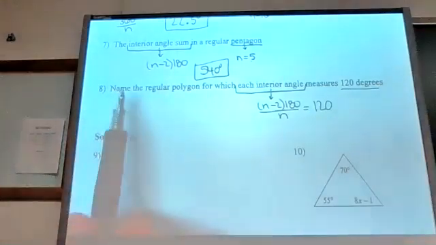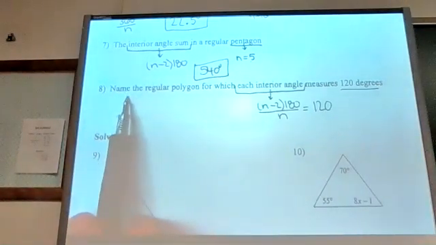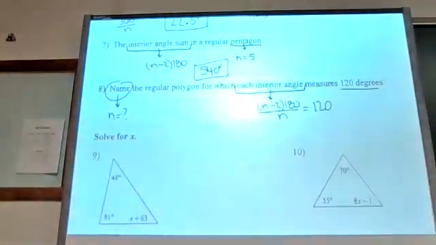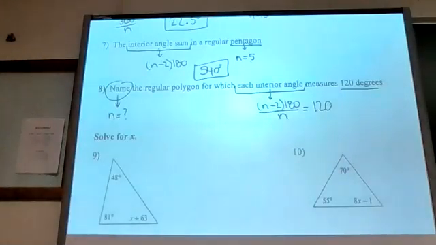What it doesn't give you is the actual name of the polygon or what n is, right? So this is saying we need to find what n is. It's definitely the most challenging question on this page. And so there's a few ways I can go about this. I could see kind of 2 lines of thought here.